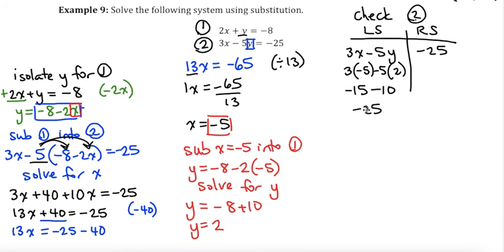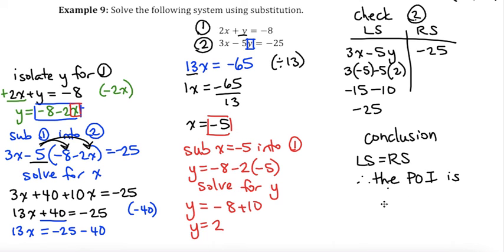Once you have determined that the left side equals the right side, it's time to write that conclusion. The left side equals the right side, therefore, the point of intersection is the coordinate where the x value is negative 5 and the y value is positive 2. So the only addition to part C when we're looking at substitution is that isolating part at the very beginning. So isolate, substitute, solve, check, conclude.